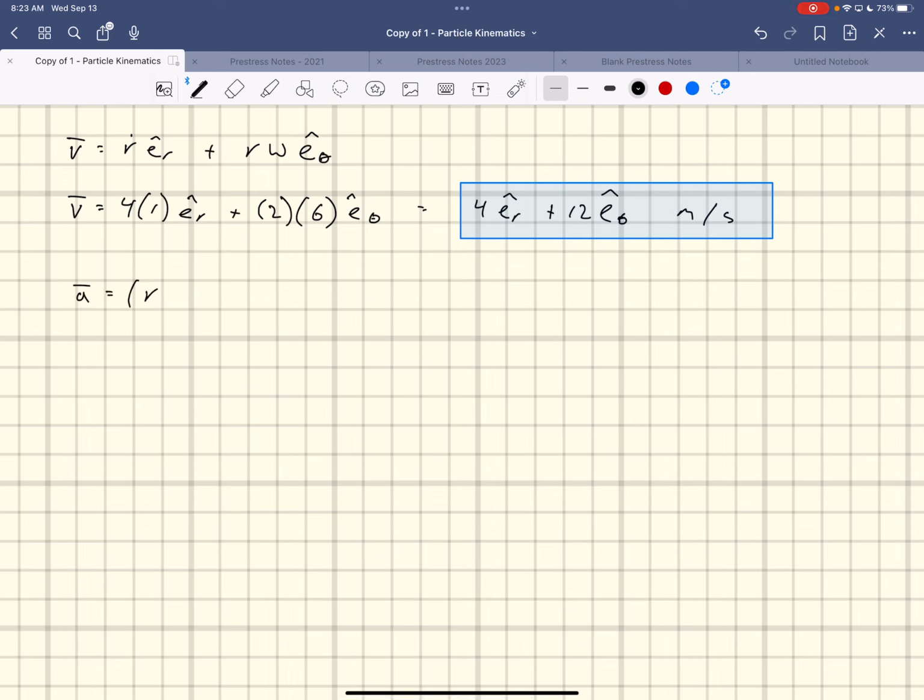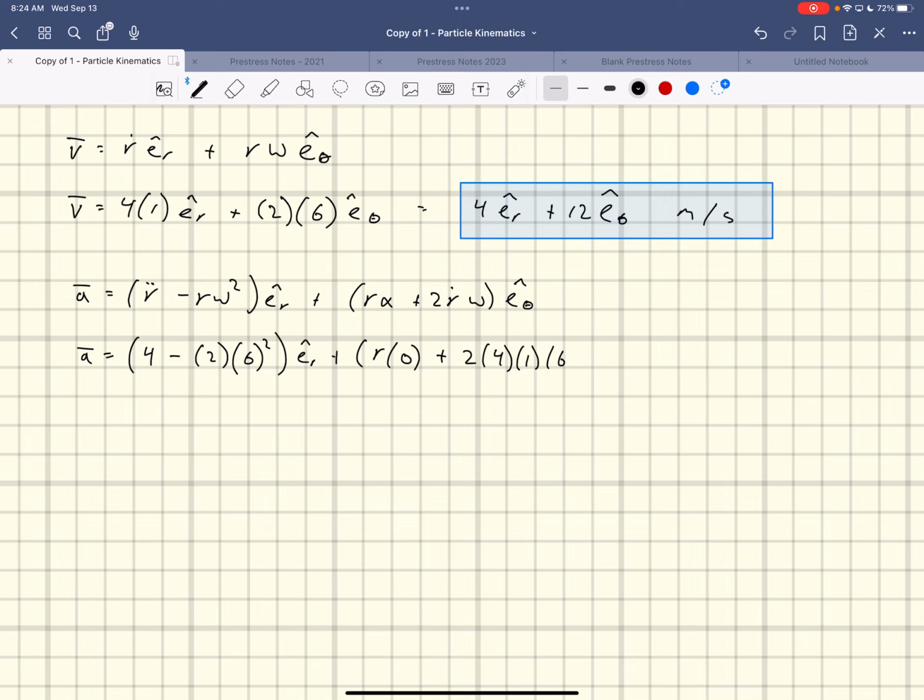Acceleration term: we've got r double dot minus r omega squared in the e_r direction, plus r alpha plus 2 r dot omega in the e_theta direction. And we've got all those terms, so you just substitute them in. r double dot we determined to be 4, minus the radius, which is 2, times omega squared, which is 6 squared, in the e_r direction, plus r times alpha. Alpha was 0, plus 2 times r dot, which was 4, times 1 second, times omega, which is 6. All that in the e_theta direction.